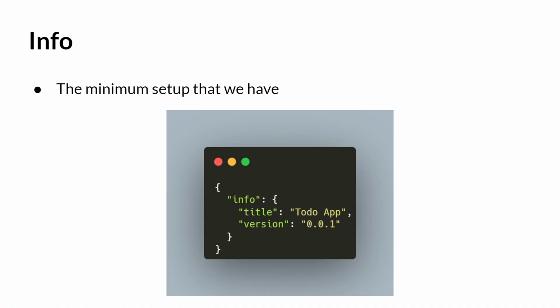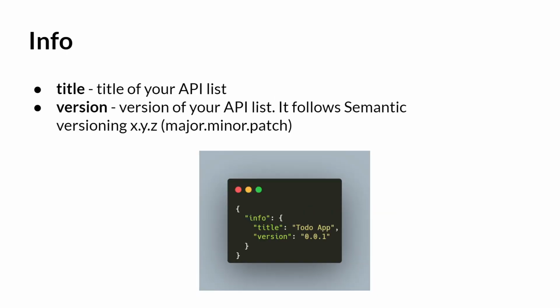Now, for the info, the minimum setup is that you need to have a title and a version, where the version follows semantic versioning, which is x.y.z, meaning major, minor, patch. So if you are going to update your system, you can communicate with the people who are using your system that maybe you have a minor upgrade, a major upgrade, or a patch upgrade. Usually it's a bump in the patch. Like if you started with 0.0.1 and then 0.0.2, that means you have added some code that is considered a fix of the bugs existing in the previous version.